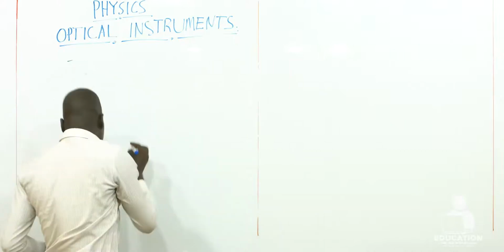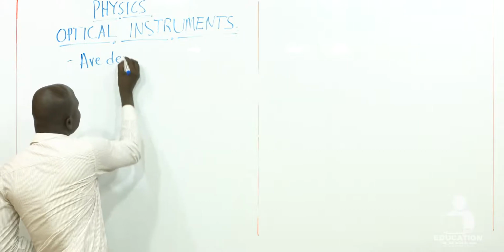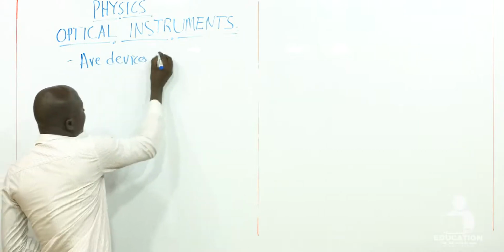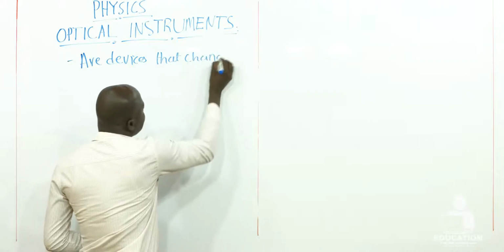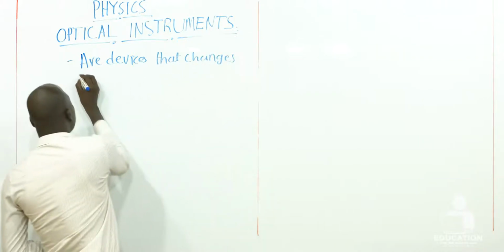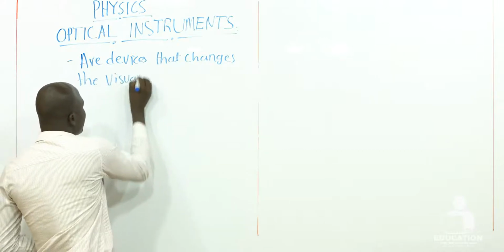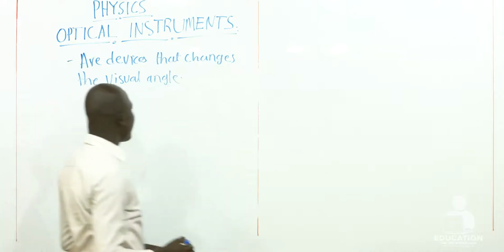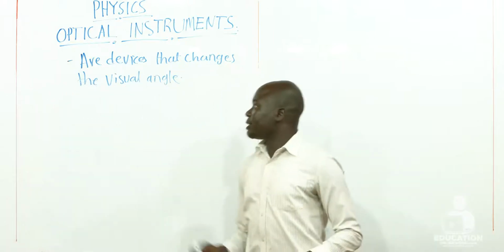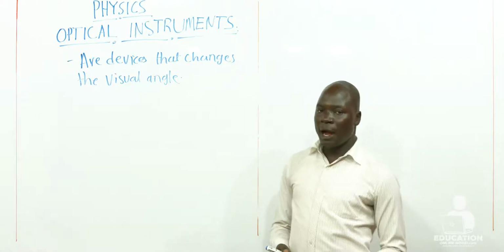So we say optical instruments are devices that change the visual angle. Optical instruments are devices that change the visual angle.